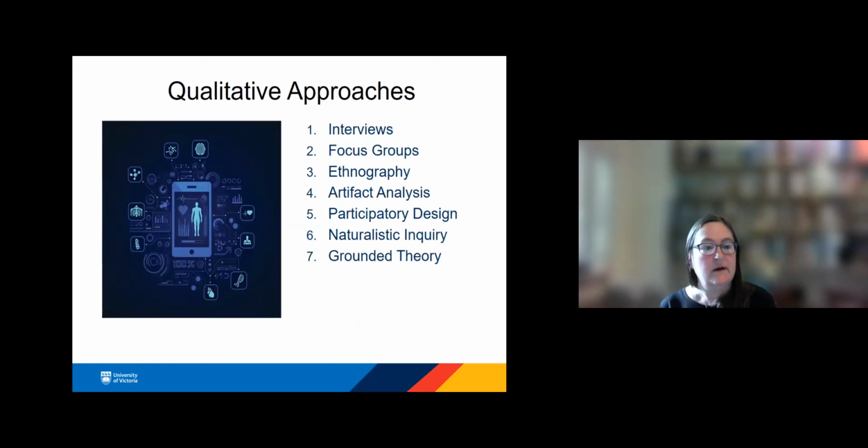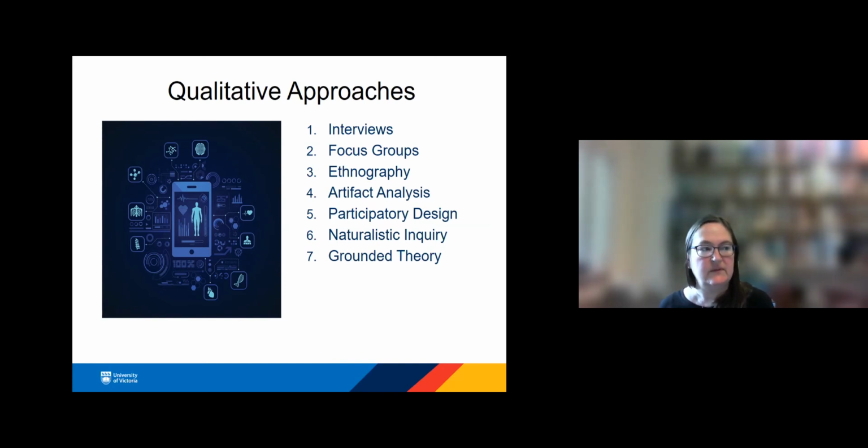Qualitative approaches, there are some that are quite commonly used, and they range anywhere from interviews through to the use of focus groups, ethnography in terms of finding out how the technology is being used in a given setting. You might even do some artifact analysis around the user interface or even the device. Participatory designs are really important from a qualitative perspective.